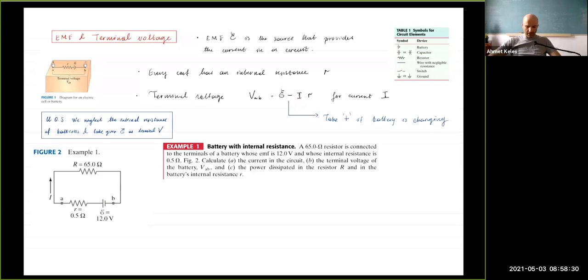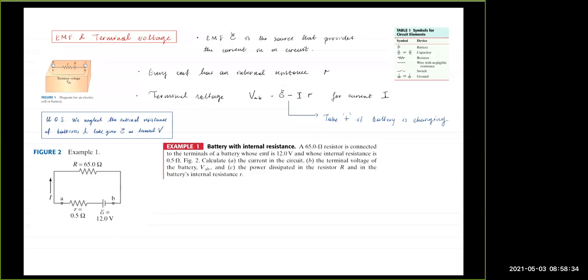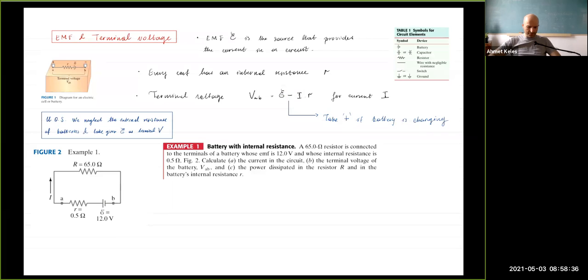Simple. So this is what it is, but I want to point out, unless otherwise stated, we generally neglect this internal resistance because it's generally smaller than everything else in the circuit. And we generally think of this E to be the terminal voltage. But if the question is explicitly saying that this is the internal resistance, we have to consider this.